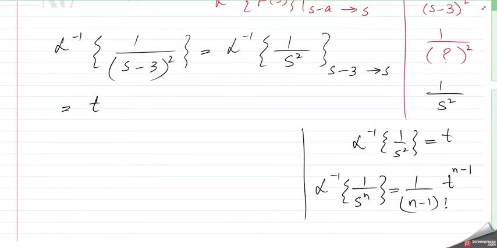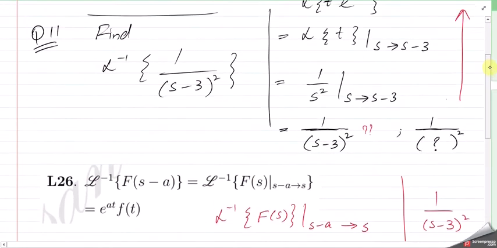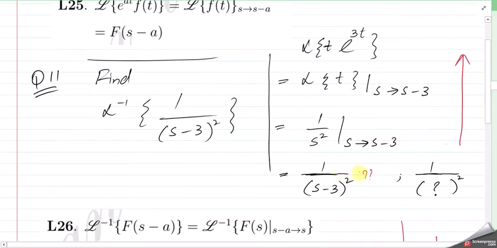But what do we do with this part? We have changed the question from s minus 3 to s. How do we compensate this? We will write e power 3t. Let's see the steps here again. So we start over here. From this step to this step, s minus 3 goes to s, we take inverse of 1 over s square, it becomes t, and this one becomes e power 3t. So all the steps are reversed, exactly the same.